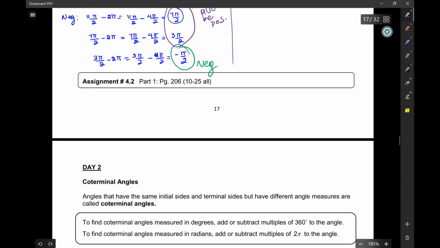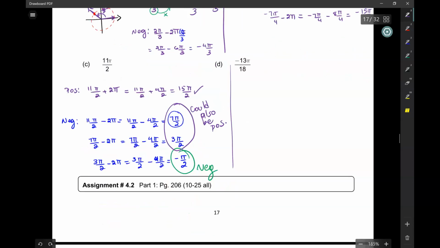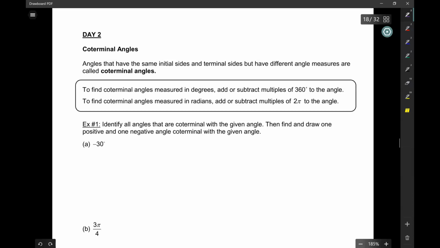All right, so last time we talked about coterminal angles, and we conceptually figured out that in order to find a coterminal angle, if you're in an angle on a circle, we either added or subtracted 360, or we added or subtracted 2 pi. And we're going to continue working with that today.